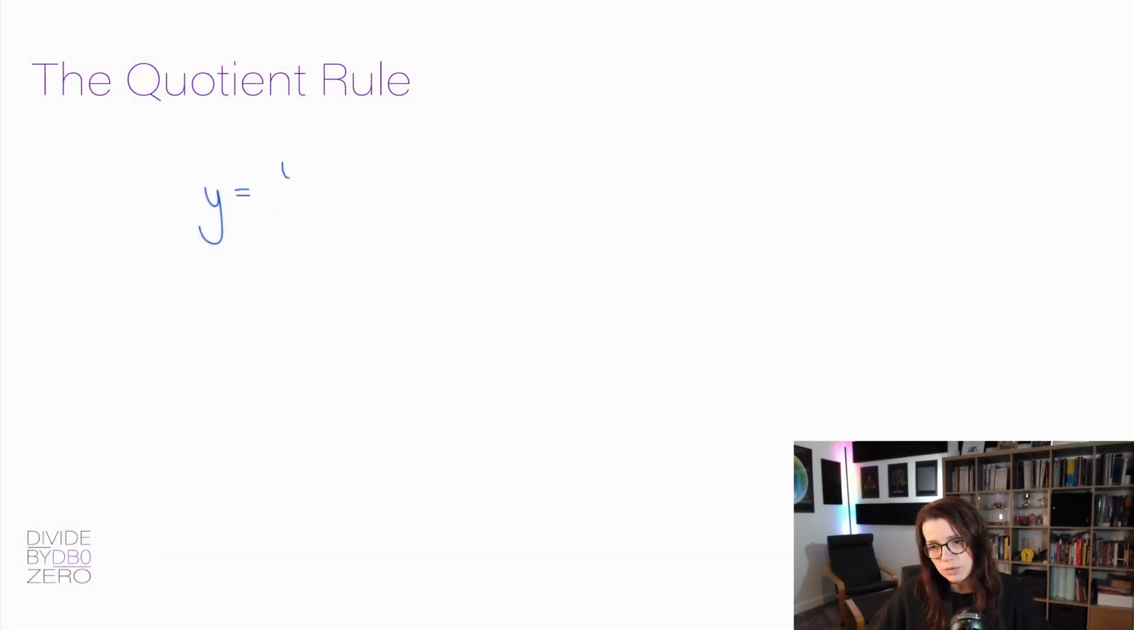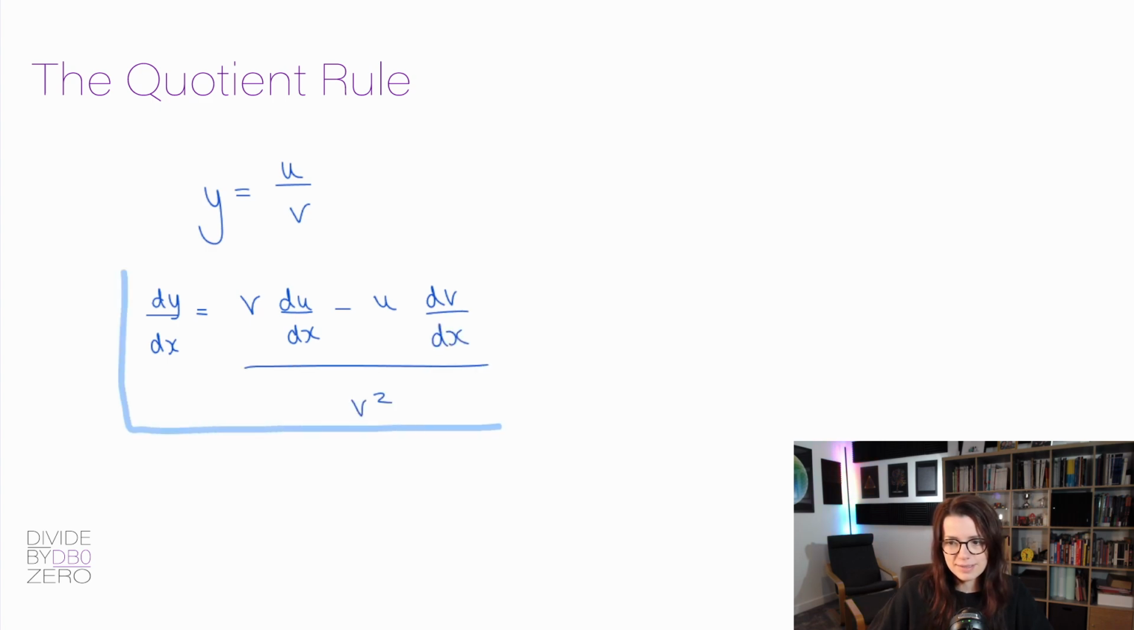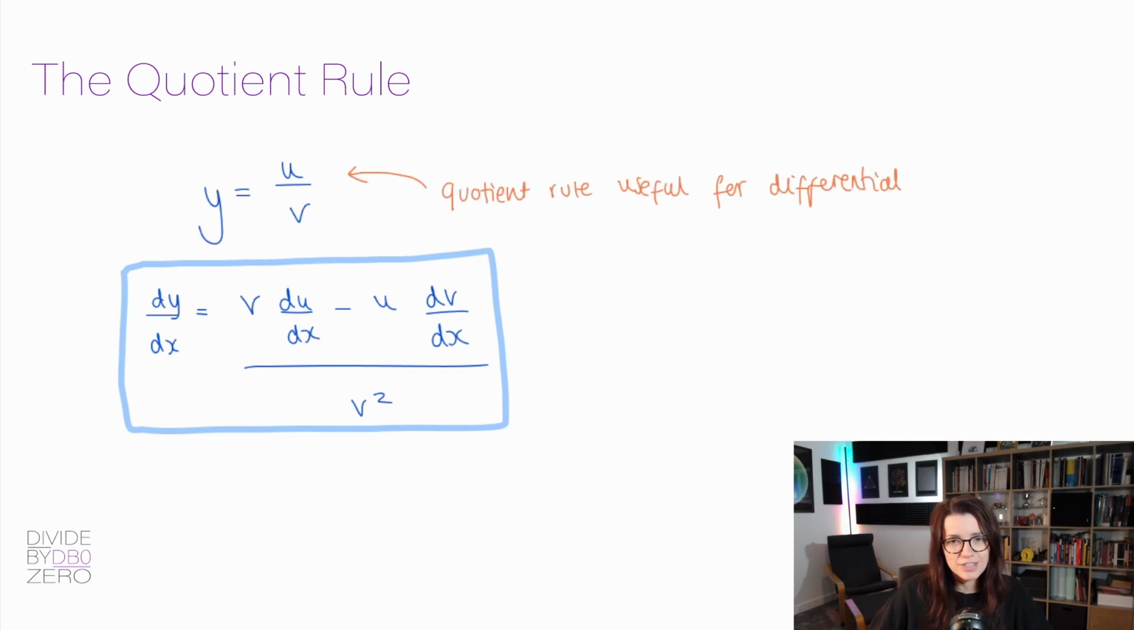Finally, let's look at the quotient rule. The quotient rule says that if you've got y is equal to u over v, then dy dx is equal to v du dx minus u dv dx all over v squared. This is the quotient rule here. Looking at the format of y, you can see that the quotient rule is useful for differentiating two functions that are divided by each other.